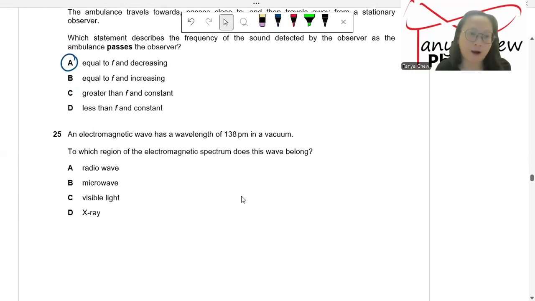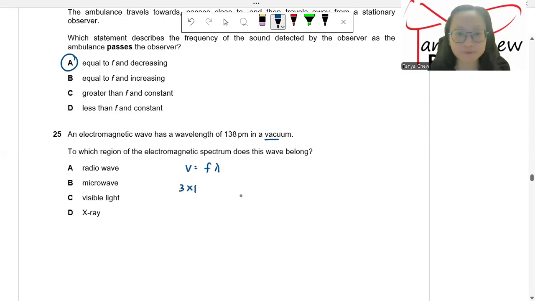Now, question number 25. An electromagnetic wave has a wavelength of 138 picometer in a vacuum. To which region of the electromagnetic spectrum does this wave belong? Actually, I didn't memorize the wavelength. I memorized the frequency. Now, I have to do it in terms of frequency in vacuum, meaning to say that the electromagnetic waves travel with the speed of light. V equal to F lambda is the equation that I'm going to use. Speed of light, 3 times 10 to the power 8.